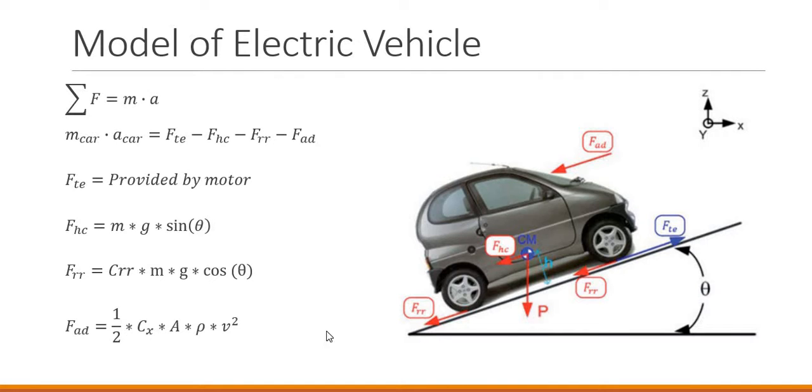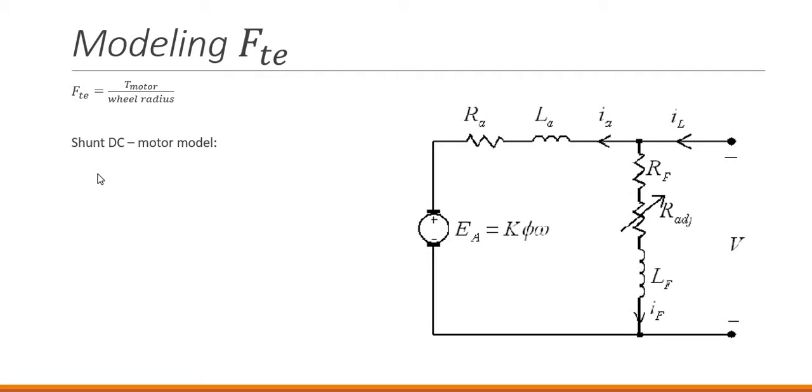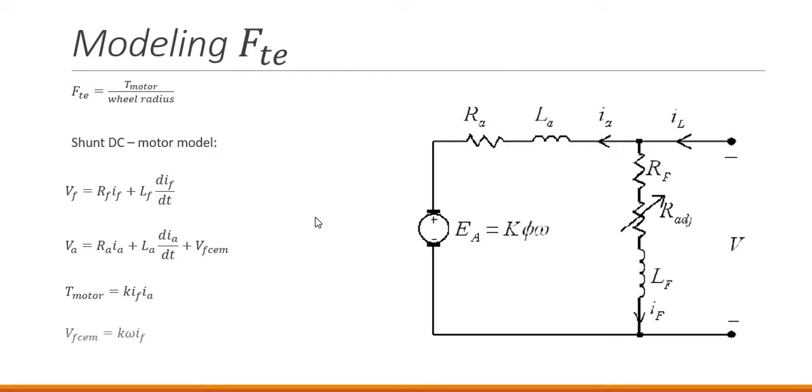As you can see, we have these formulas for calculating the forces, but Fpe doesn't have any formula. That's because we will obtain it by estimating the torque of the motor and dividing it by the radius of the wheels of the car. And how do we obtain the torque of the motor? We have to model it as well, and in this case I chose to model it as a shunt DC motor, which has this equivalent circuit, and is described by these differential equations.